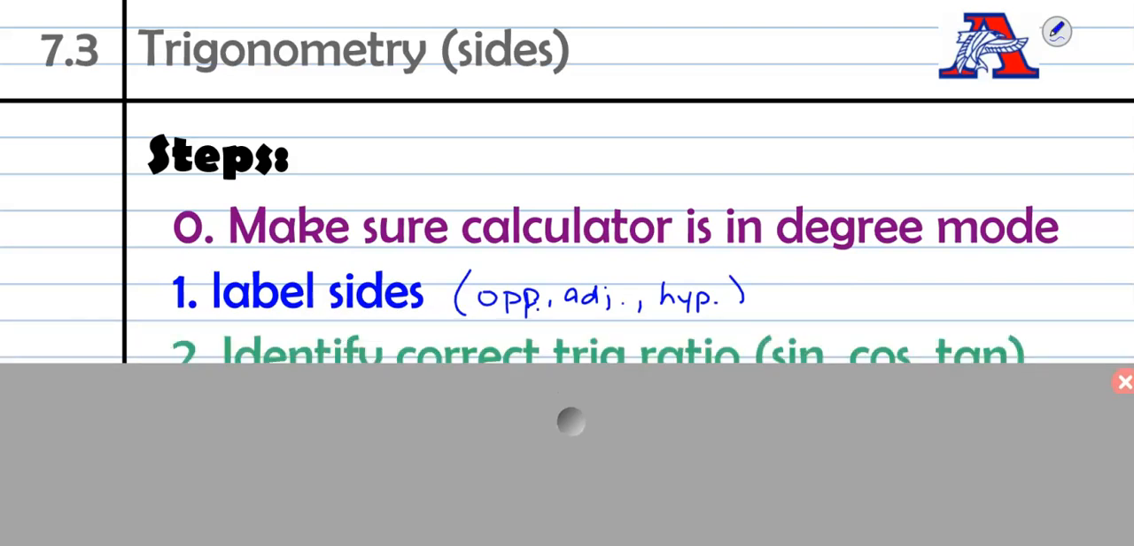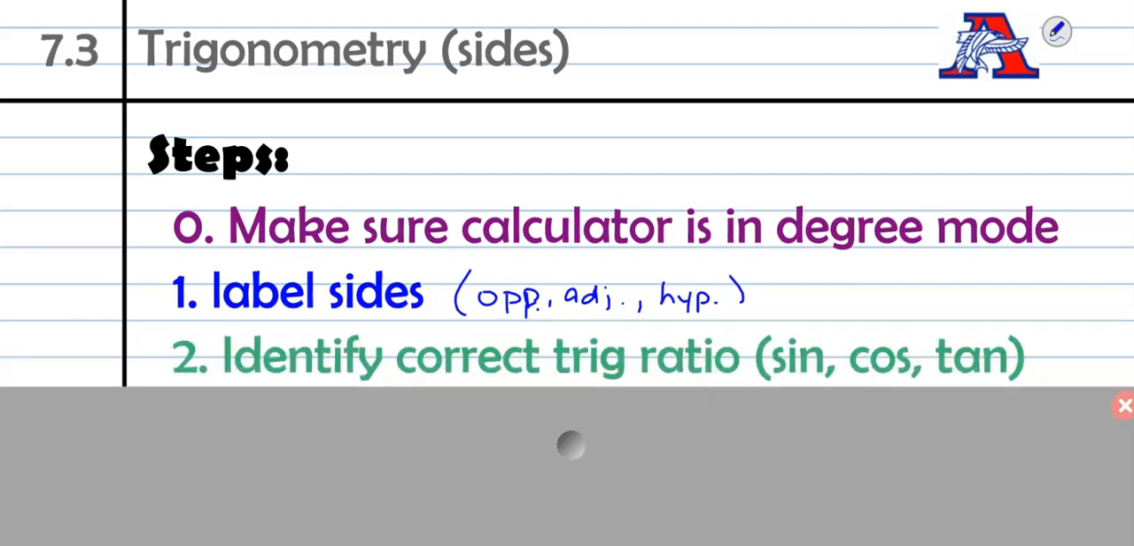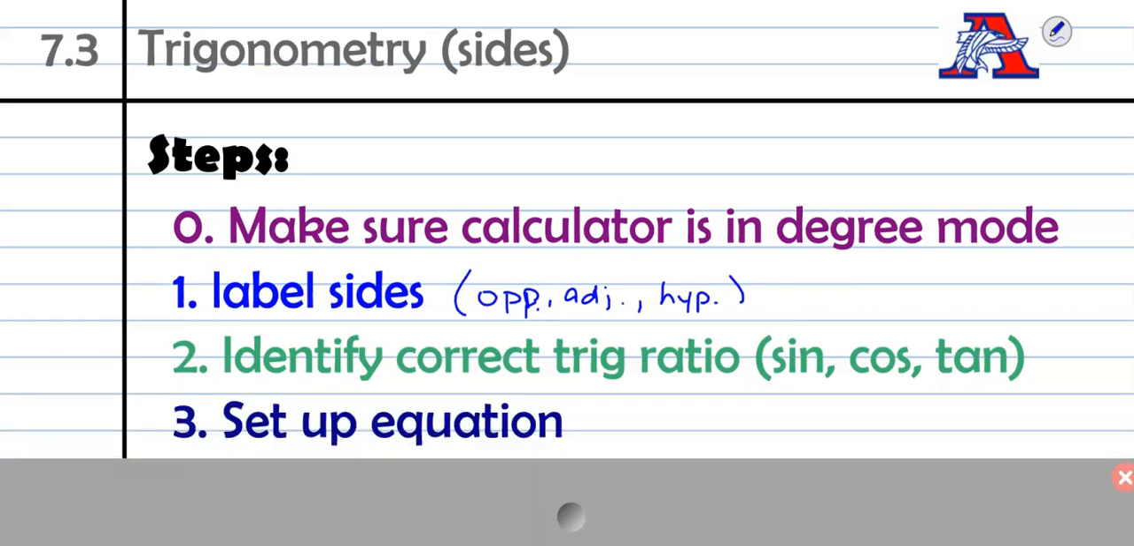All right, next step, identify the correct trig ratio. So are we using sine, cosine, or tangent, depending on what two sides we labeled in the step above. Step 3, set up your equation. So as we did in the example, we had sine of 60 equals x over 20, or whatever it might be.